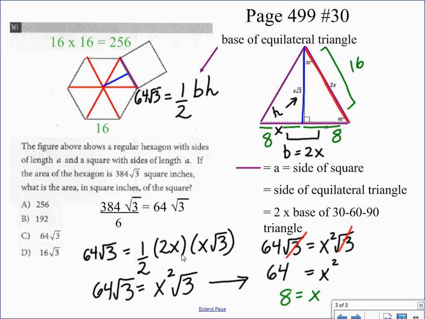Luckily, they don't offer 64 as an answer choice here. I think that would be a common mistake. The 8 refers to the base of the 30, 60, 90 triangle only. We need the base of the complete equilateral triangle here because that is the shared side with the square. So we need 8 times 2. Each side of the square is therefore 16 units, 16 square inches. So the area in square inches of the square is going to be 16 times 16, which is 256.